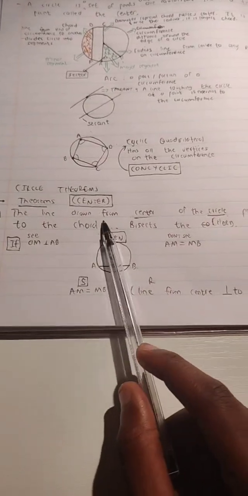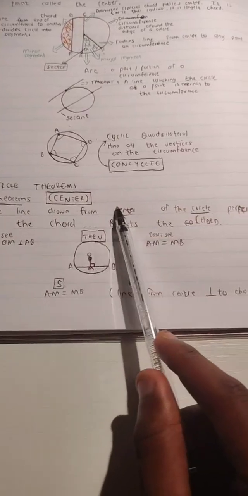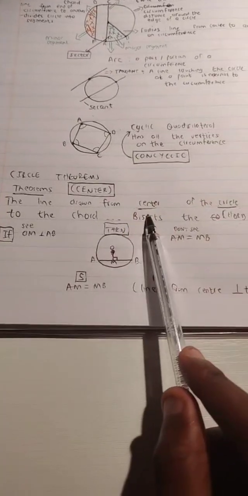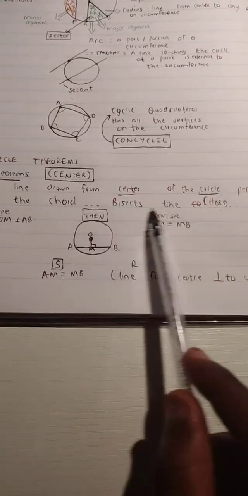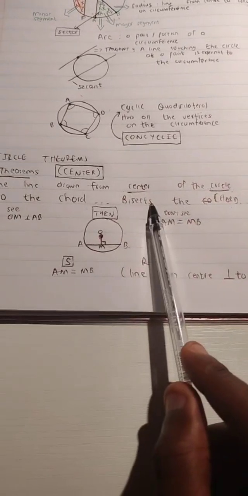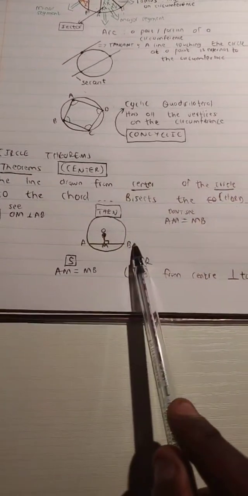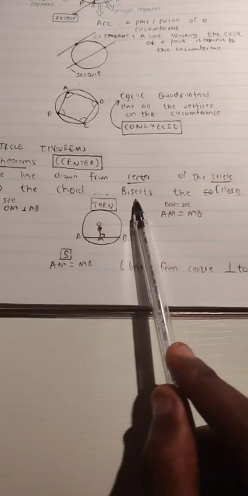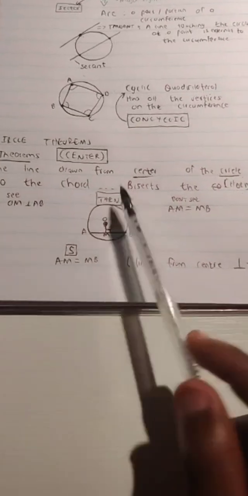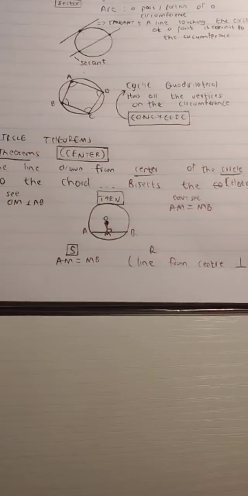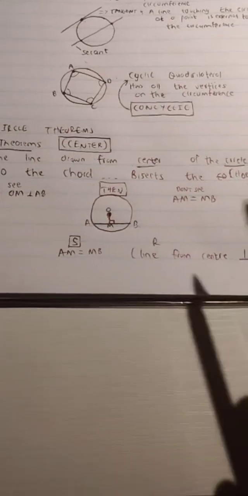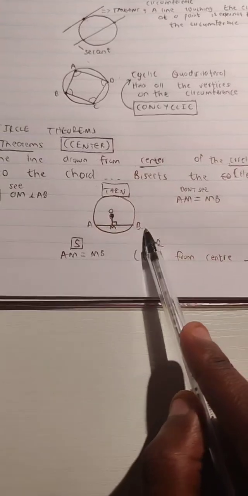That's theorem statement number 1. The line drawn from the center of the circle perpendicular to the chord, what does it do? The conclusion is that it bisects the chord. What does the word bisect mean? It means that this line cuts AB into half. Bisect, bi means two. Sect is sort of like cut through. How do we cut? We cut into two halves, equal halves. So that's why we say AM is equal to MB.